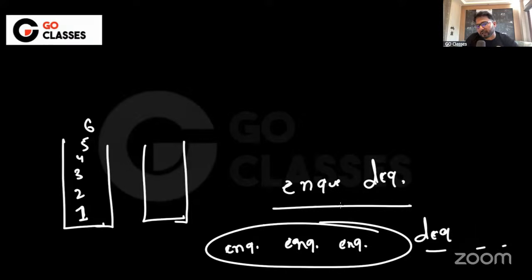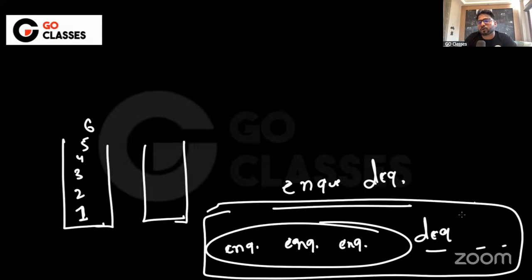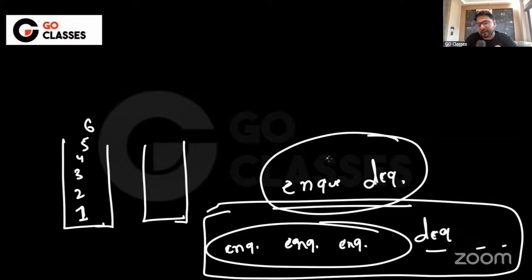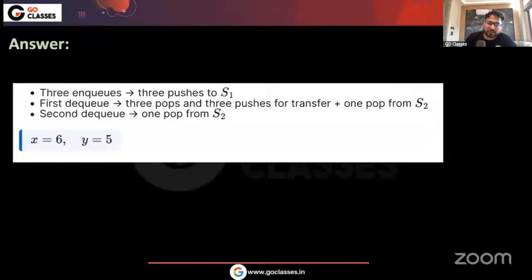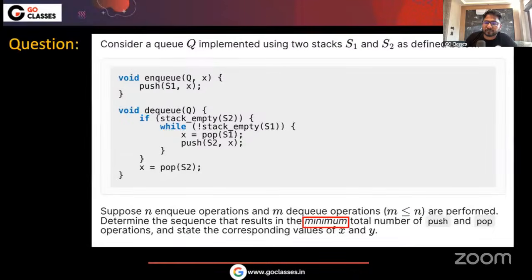Let's suppose I NQ 10 and DQ just two elements, it is fine. If I'm DQing all the elements later, at that point in time I'm basically making the maximum number of operations. If I do all the DQs at the end, that's the maximum, but if all the DQs come immediately after NQ, then I'm basically having the minimum number of push and pop. So what I'm trying to say is, we can solve this question. The next question is based on this concept only. That's why I told you.